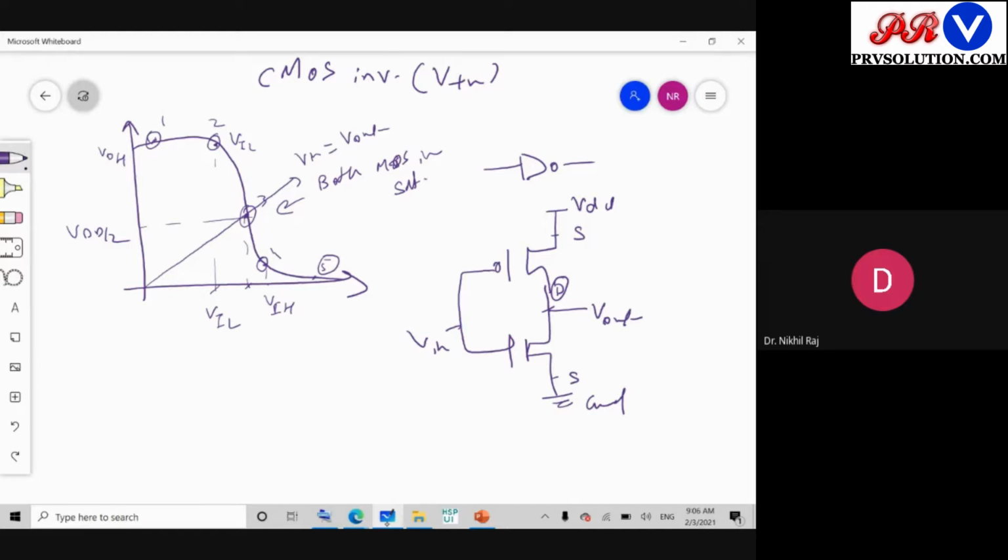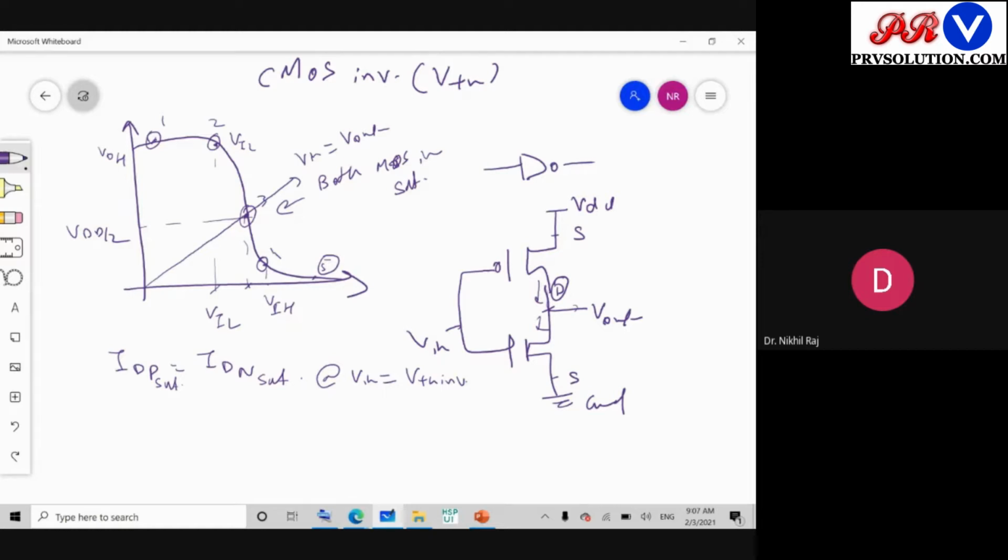In this construction of the MOSFET inverter, if both the MOSFETs are on, there is no output current flowing, so whatever current flows will be the same. Same concept here: ID of P will be equal to ID of N. And since both are in saturation, I will write here saturation. And this occurs when Vin is equal to, let's say, VTH of INV, the threshold voltage of the inverter. Now we'll write the equation.